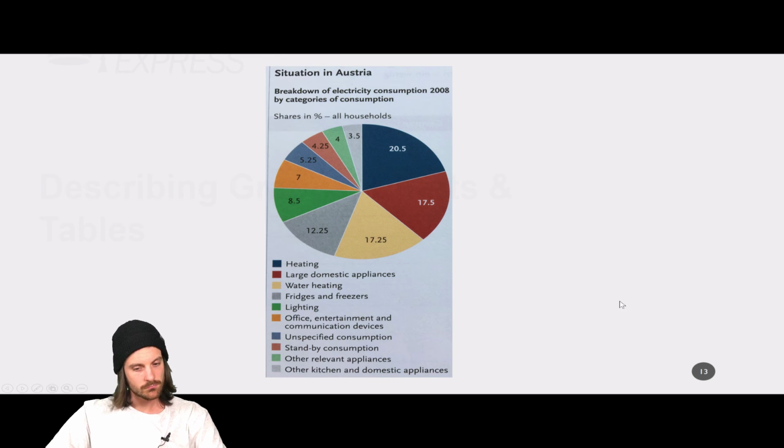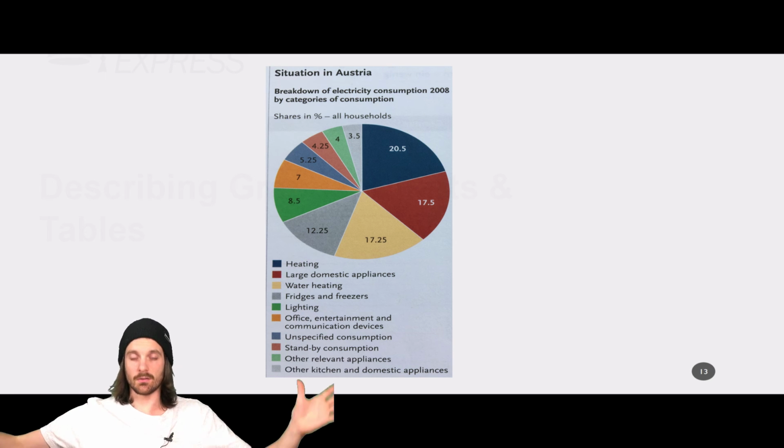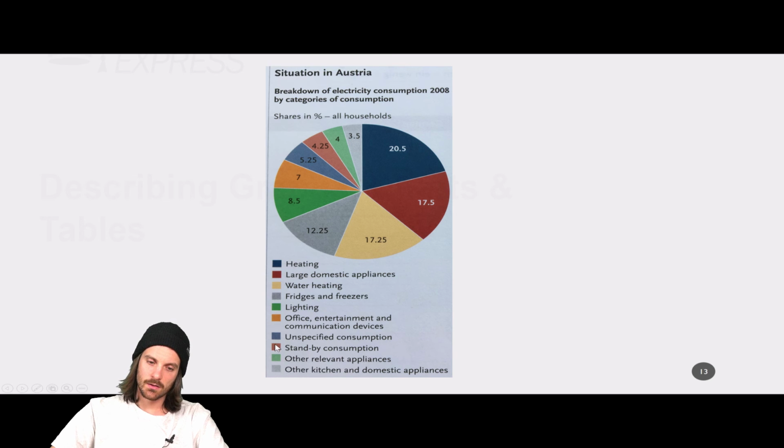Or you could also mention that it surprised you that other kitchen and domestic appliances only take up 3.5% of all households. So in this case, yeah, you can use the pie chart, and you have a lot of numbers which you compare with, and you can talk a lot about, I think so. So maybe standby consumption is interesting.